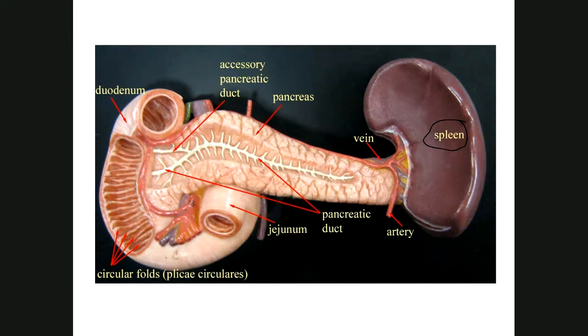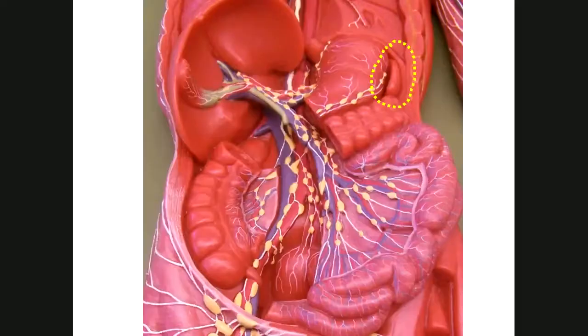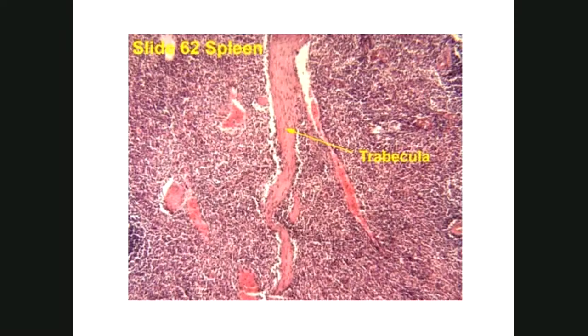One of those jobs is to remove old and damaged red blood cells. So it's going to remove the old red blood cells. Remember, they only last about 120 days. And then we're going to get rid of them. Most of the time that happens in here. And so when you look in here, you'll see spaces that are very red.